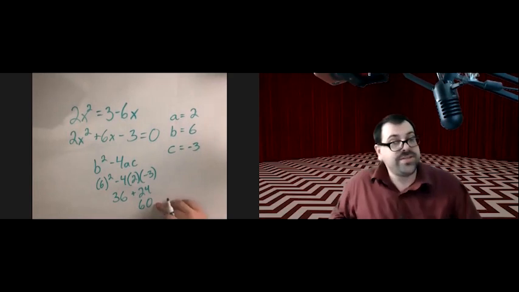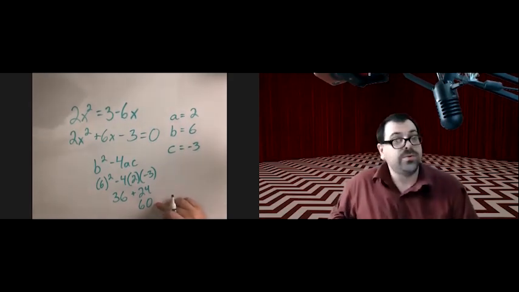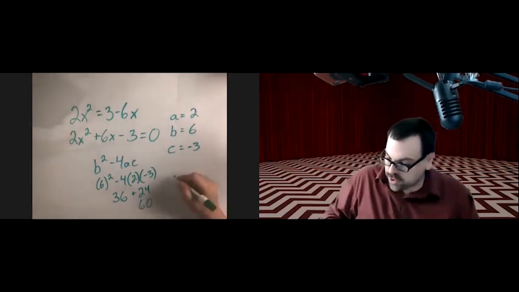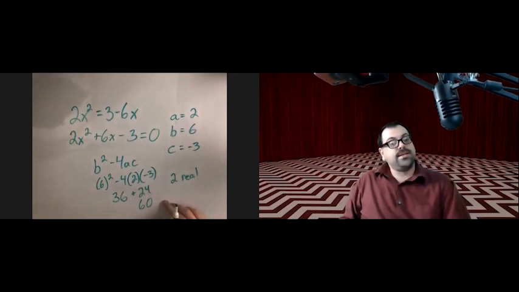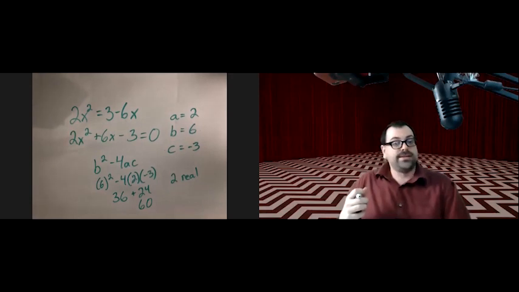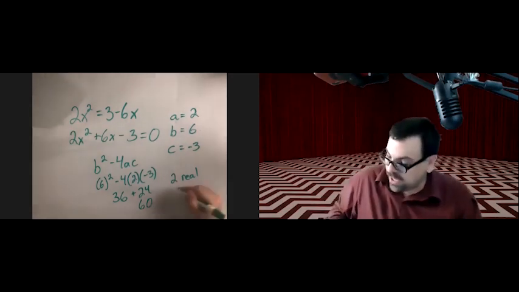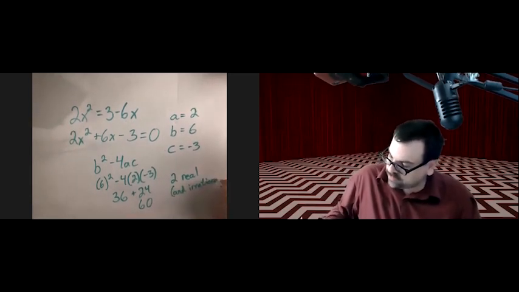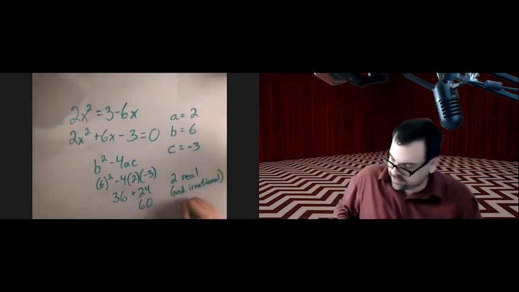Having a positive 60 under the square root of the quadratic formula would give us 2 real answers. And since 60 is not a perfect square, the radical would not go away. So they would be real and irrational solutions.